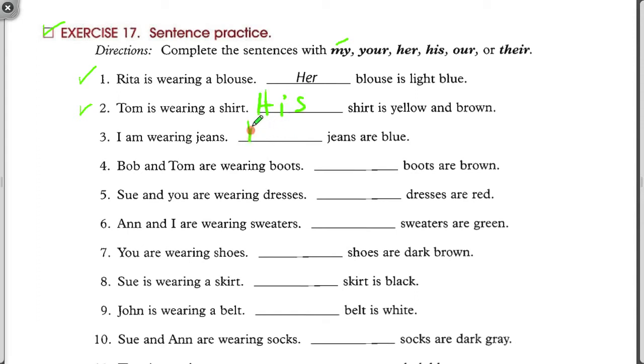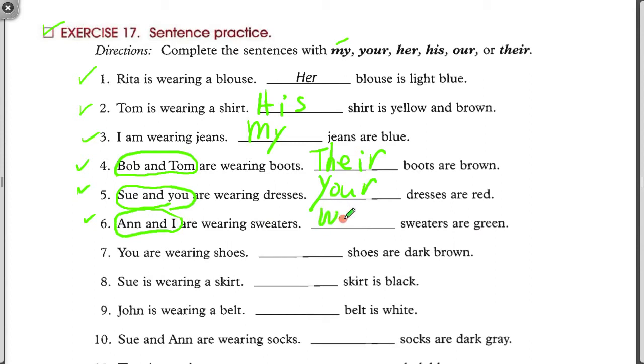I'm wearing jeans. My jeans are blue. Bob and Tom are wearing boots. Their boots are brown. Sue and you are wearing dresses. Your, because you and you, Sue, your. Anne and I are wearing sweaters, so I becomes we. Are. In this context, it would be are. Our sweaters are green. Number 7, you are wearing shoes.